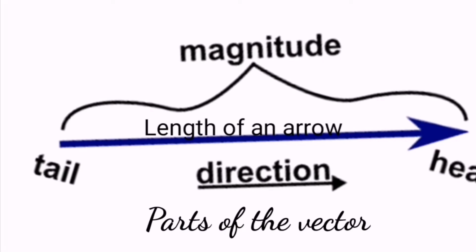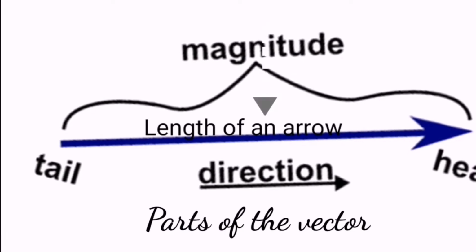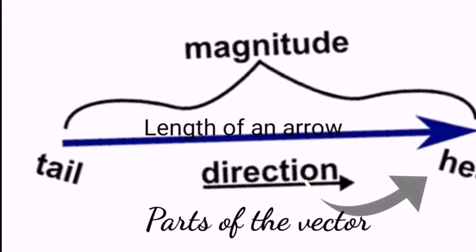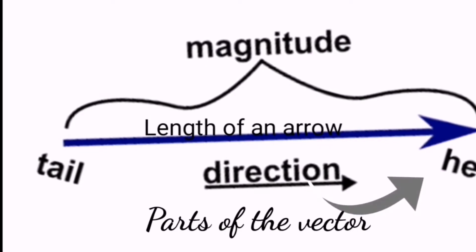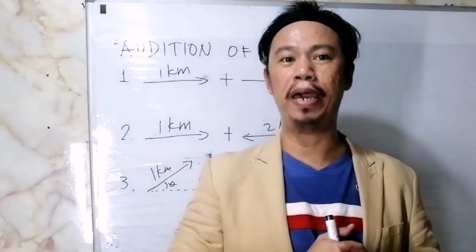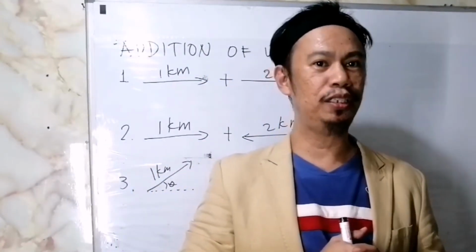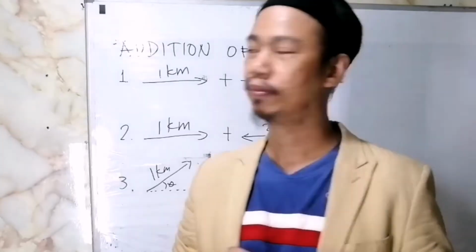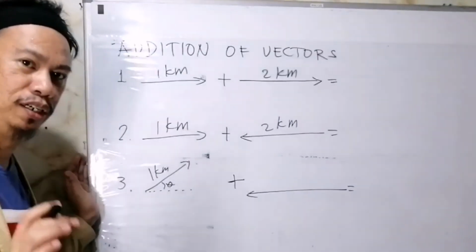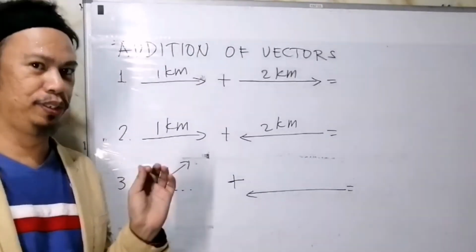Tails give us the point of origin. The length of an arrow gives us the magnitude. And lastly, the head for the direction. Now, let's go to the vector addition or additions of vectors. We have here an illustration of vectors.